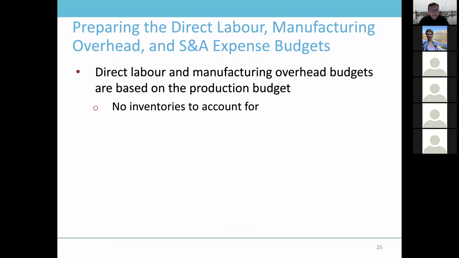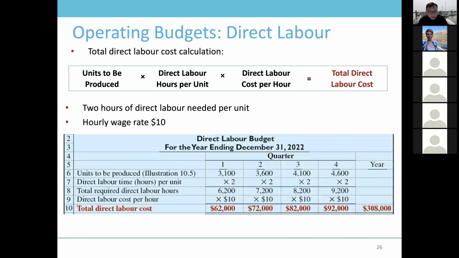So we'll continue. We are doing the direct labor budget, direct labor and the manufacturing overhead budget. These two elements are different from direct materials because direct materials have inventory, but direct labor and the manufacturing overhead have no inventory. So that makes things a little bit easier.